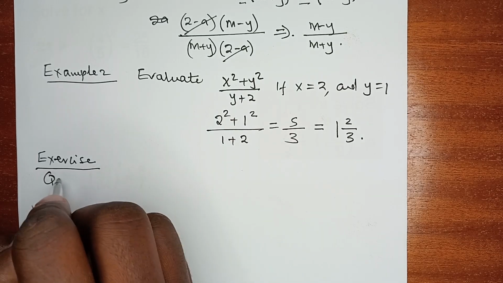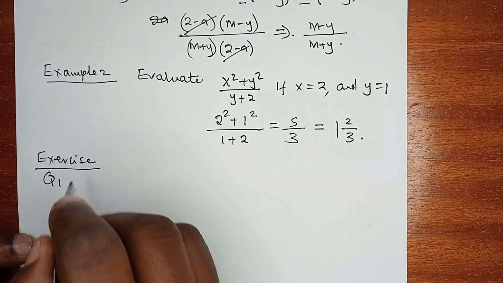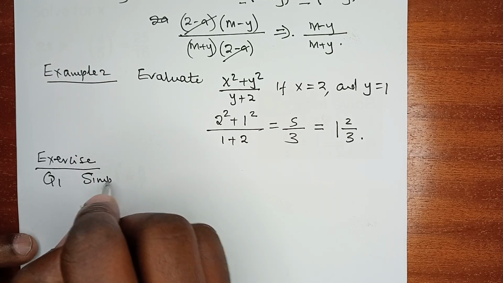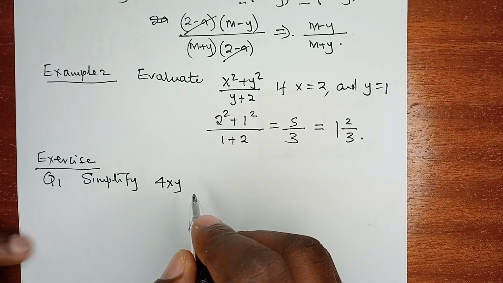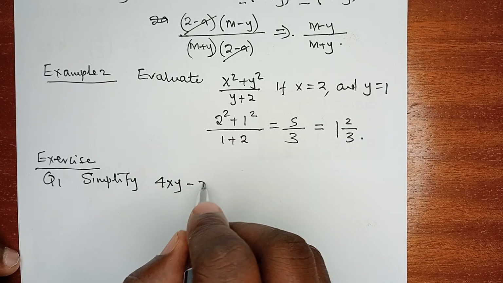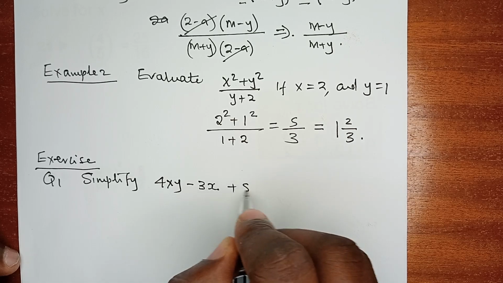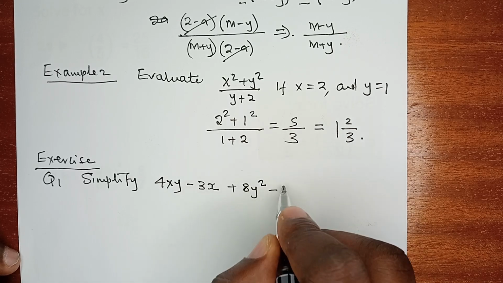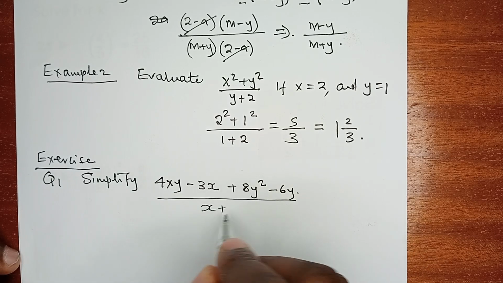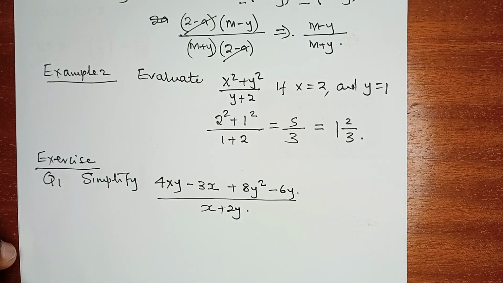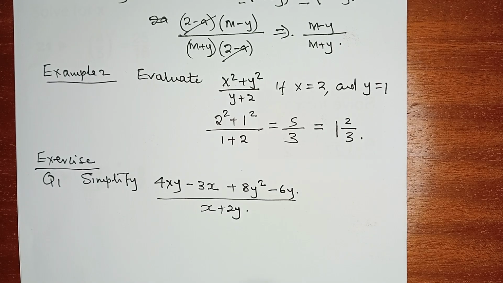Exercise, and in question 1, we are told to simplify 4xy minus 3x plus 8y squared minus 6y all over x plus 2y. Simplify through, of course, factorization of the common factors.